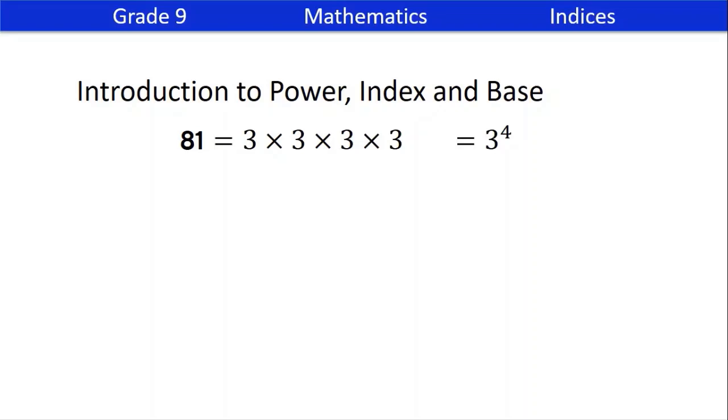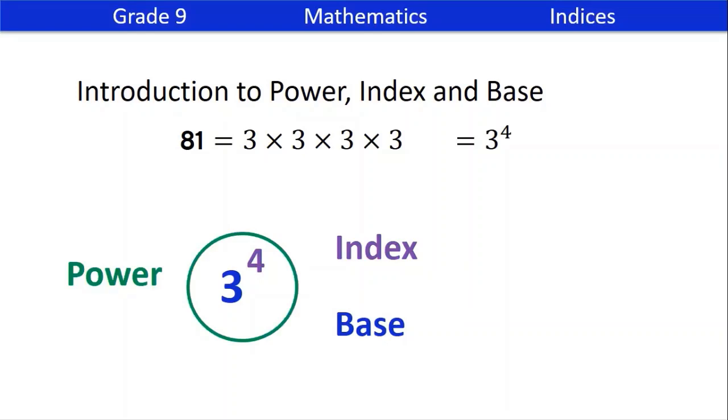Let's try another example. Let's say we need to write 81 in index notation. So first of all, we can write 81 as 3 times 3 times 3 times 3. And there are 4 threes, so we can write it as 3 to the power 4. And in 3 to the power 4, 3 is the base, 4 is the index, and in totality, 3 to the power 4 can be called the power.